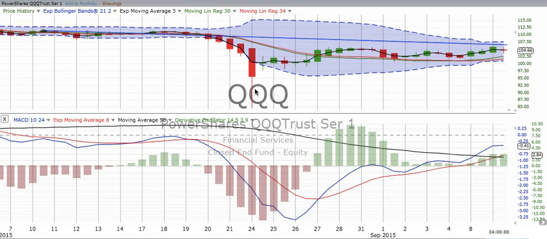Now again, with the Qs, what is an inverse fund here? QID. It is a double inverse of the NASDAQ 100. So when the market goes down, QID goes up. That's something for you to purchase in your virtual trading account.